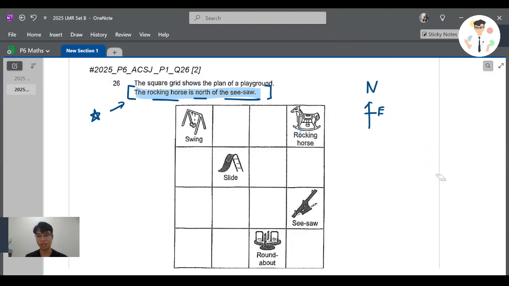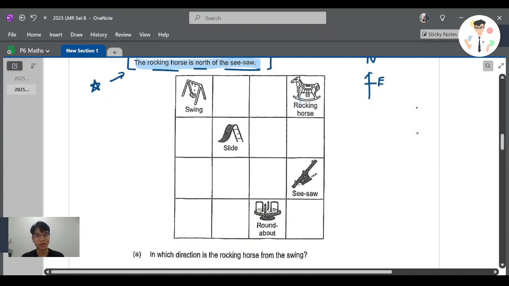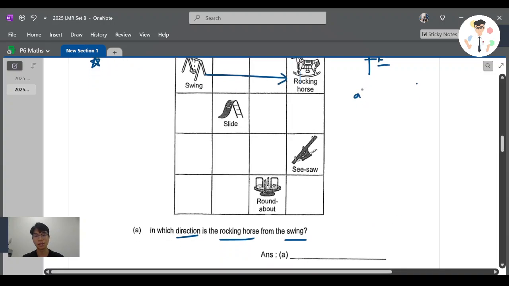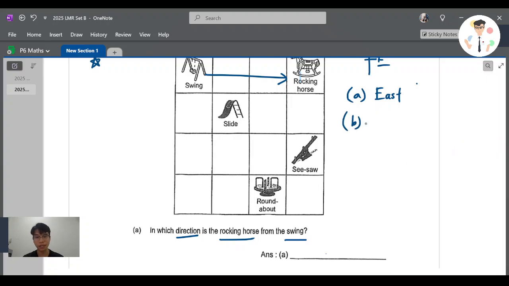If I were to be tricky, I would definitely change this to go down or go to this side to make it more confusing, to test your knowledge. But anyway, this question is very kind, so let's not think too much. In which direction is the rocking horse from the swing? Again, from, so you need to look for the swing first. The swing is here, going in this direction. Which side is it? East, right? So part A is east. You can write it yourself here, but I'm just saving some space.